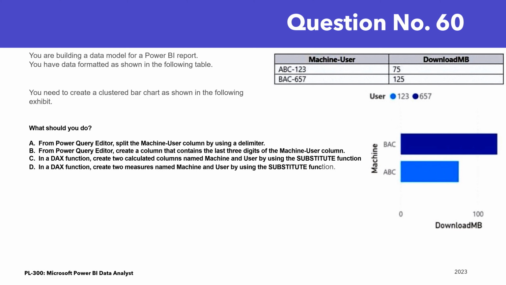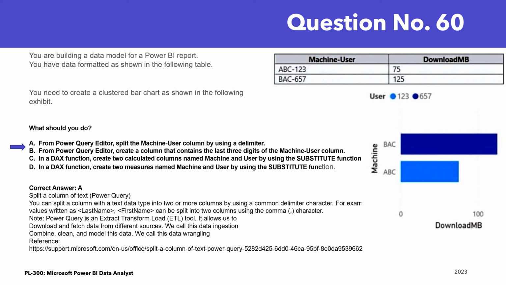A. From Power Query Editor, split the machine user column by using a delimiter. B. From Power Query Editor, create a column that contains the last 3 digits of the machine user column. C. In a DAX function, create 2 calculated columns named machine and user by using the SUBSTITUTE function. D. In a DAX function, create 2 measures named machine and user by using the SUBSTITUTE function. Correct answer: A.